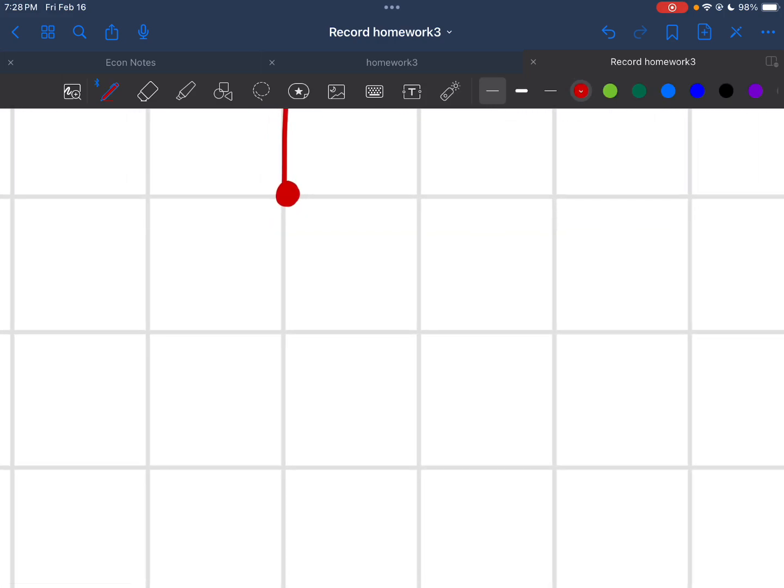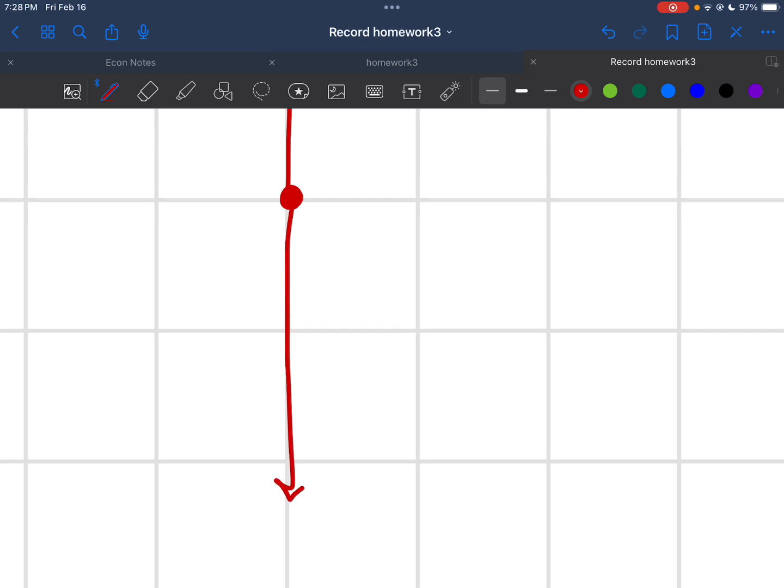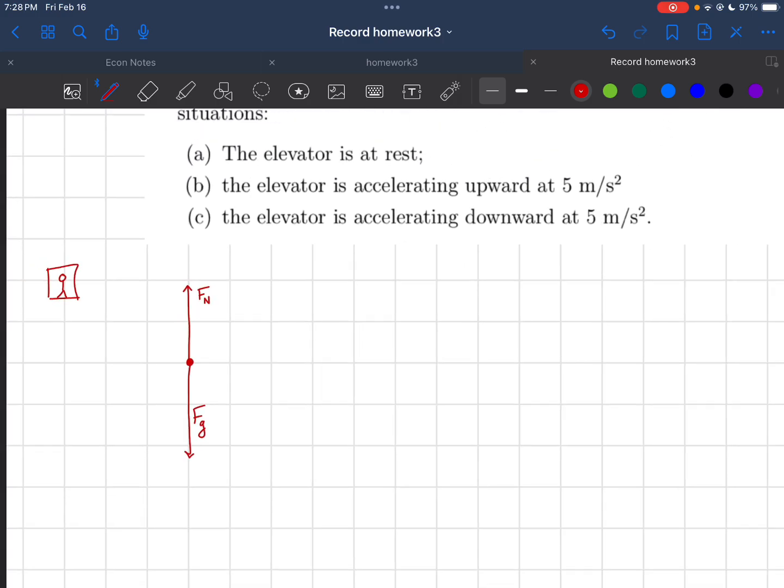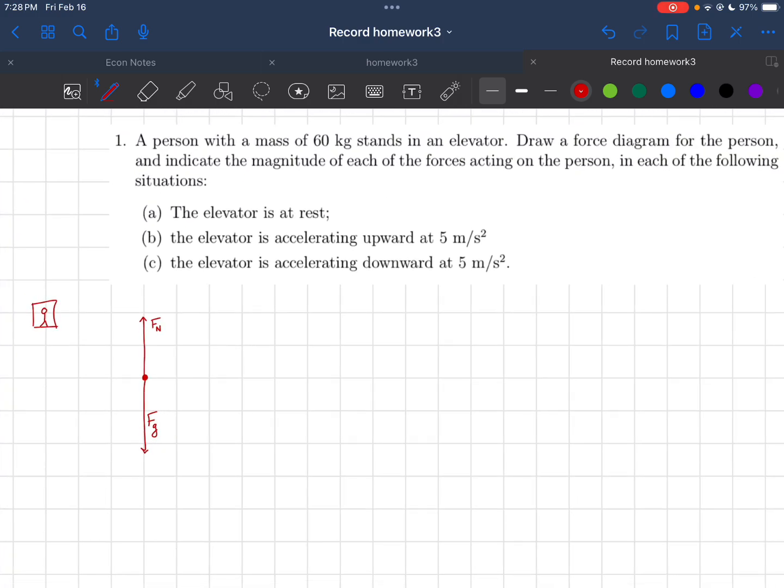So then we are also on Earth, so I'm going to add gravity in as well. And there is our force diagram. Now, the fun part about this is that I didn't even consider what the elevator was doing. So my force diagram will look pretty much like this for all three situations.